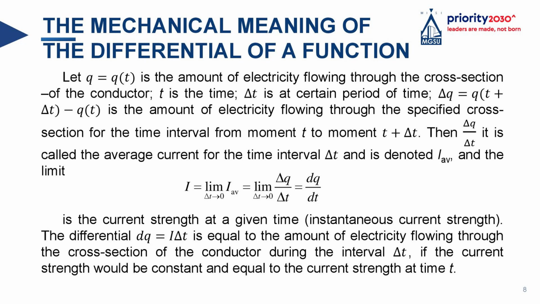The differential dQ is equal to I delta T, which is the amount of electricity flowing through the cross-section of the conductor during the interval delta T, if the current strength is constant and equal to the current strength at time t.